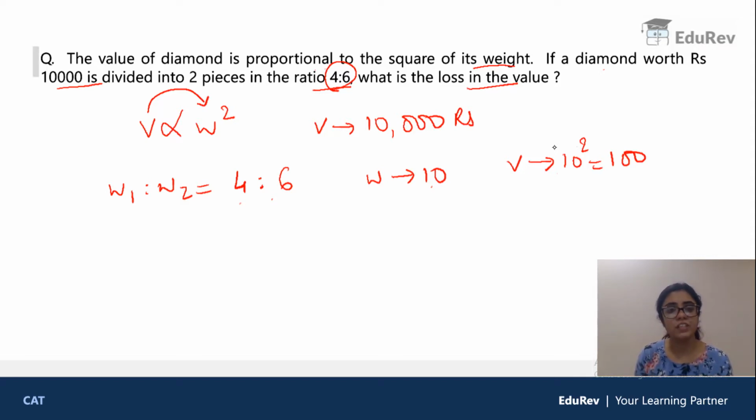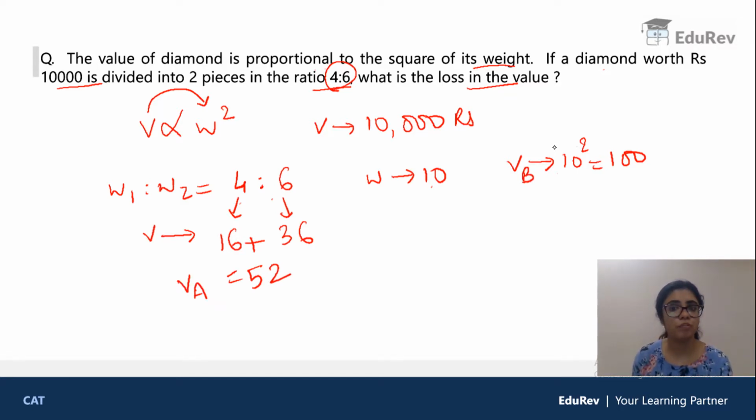Okay. So if I ask you what will be the ratio of value, then value is proportional to weight square. So for the first stone, the value will be 16, 4 square. And for the second stone, the value will be 6 square, which is 36. So the total value will become 52. Okay. This is the total value after breaking. This was the value before breaking. Okay. If I ask you what is the loss, what is the loss? It will be 100 minus 52, which is 48. Okay. My loss is 48 as per the ratio 4:6.